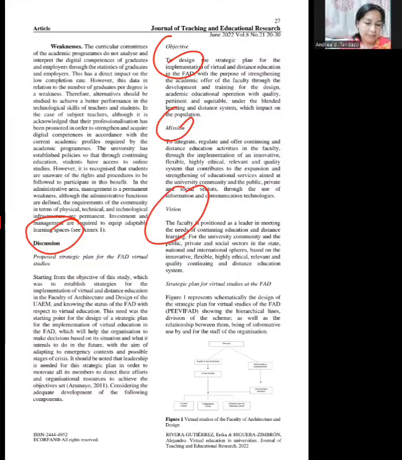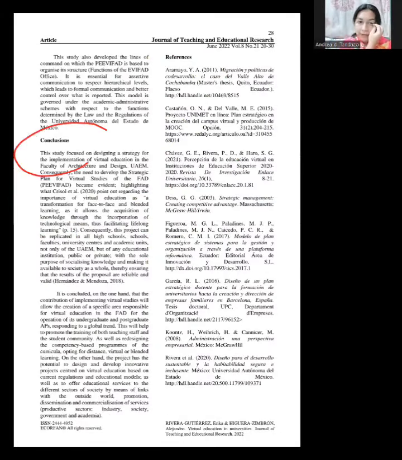Okay. In this part, the conclusions of the researchers have several elements: the formulation of the research problem, a summary of its main arguments or conclusions, and a brief discussion of the implications of the research. In these conclusions, it mentions that the study focuses on designing a strategy for the implementation of virtual education in this educational unit.